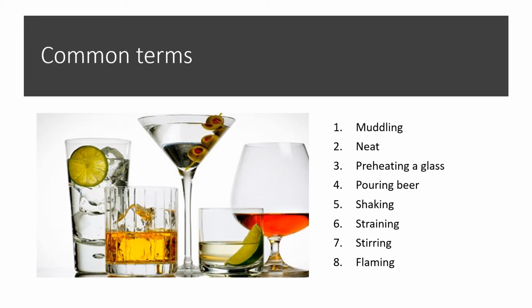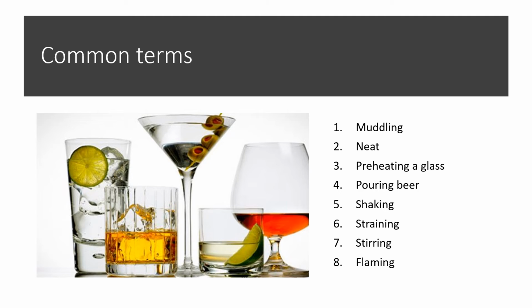Preheating a glass. Some cocktails are served in heated glasses. So to heat a glass, we need to put a bar spoon in it and fill it with hot water. The spoon helps dispense the heat so that the glass does not burst when pouring in the hot water. Let it stand for a minute or two and pour out the water. Then take out the spoon. You can also heat the glass between your hands for a minute before pouring the water in.